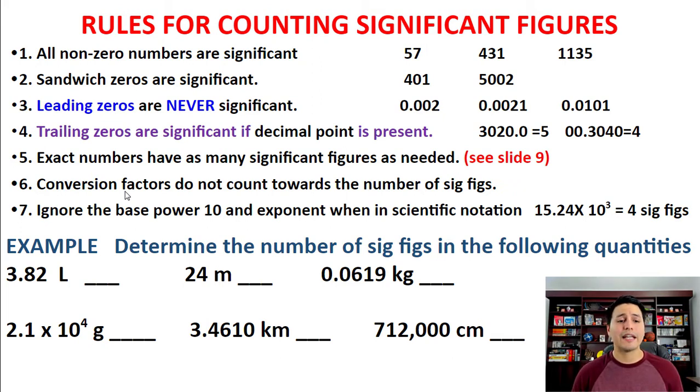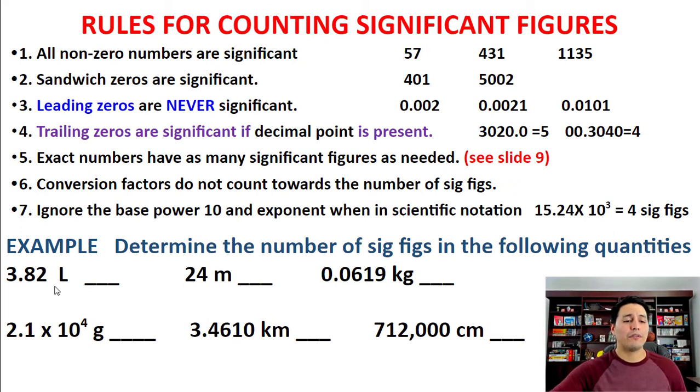Now rule 7 says ignore the base power 10 and exponent when in scientific notation. So in this case, whenever you get a scientific notation problem, you're just going to ignore the times 10 to the third, and you're just going to focus on the numbers in the front. So in this case, we only have 4 significant numbers here. So let's go ahead and take a look at some practice problems.